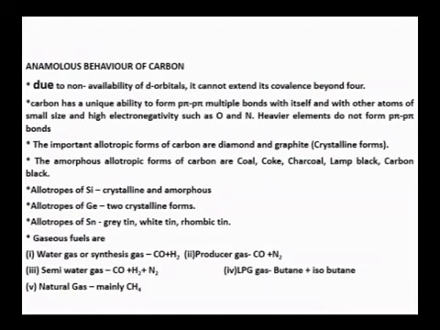to form p-pi multiple bonds with itself or with atoms of small size and high electronegativity such as oxygen and nitrogen. Heavier elements do not form p-pi multiple bonds. The most important allotropic forms of carbon are diamond and graphite, which are considered crystalline allotropic forms, and the amorphous allotropic forms of carbon are normally coal, coke, charcoal, lamp black, carbon black, etc.